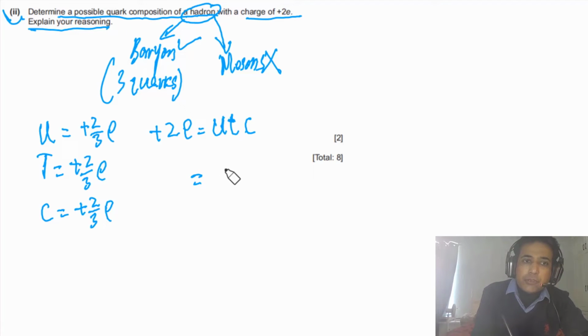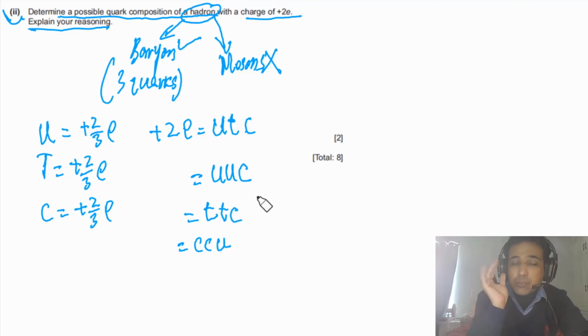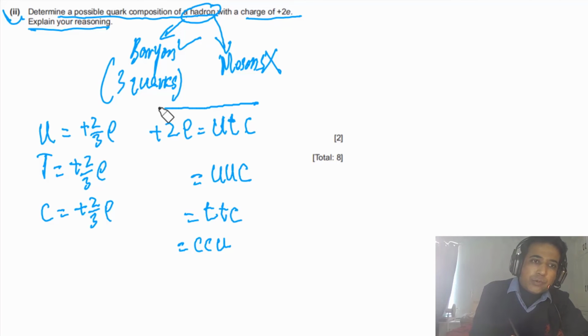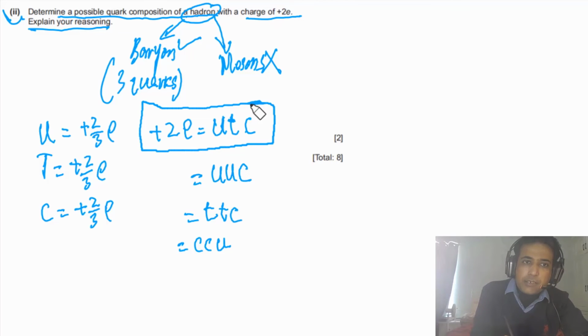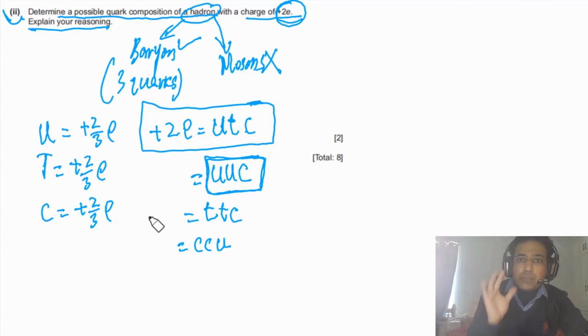This is also possible if we have two up quarks and one charm quark. This is also possible if we have two top quarks and one charm quark, and two charm quarks and one up quark. So these are some possible combinations. If you write any of them, you will get 2 marks. So you can write simply it's a combination of these 3 quarks. Any one is acceptable. Total charge has to be equal to this. So any combination is acceptable.